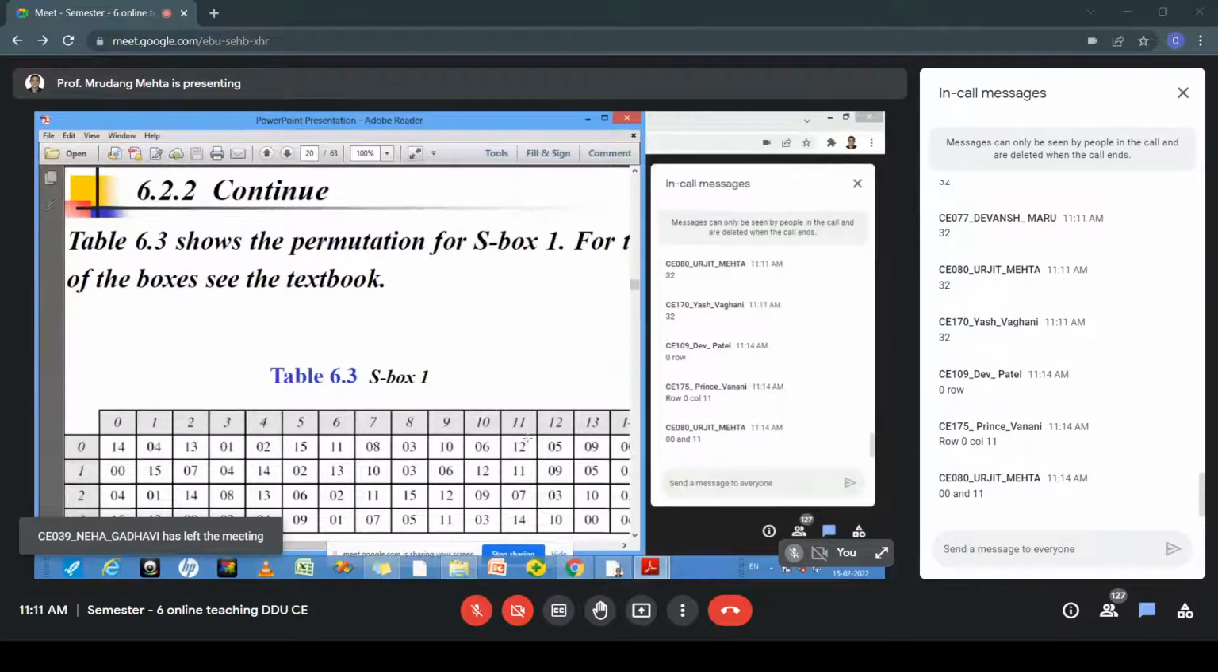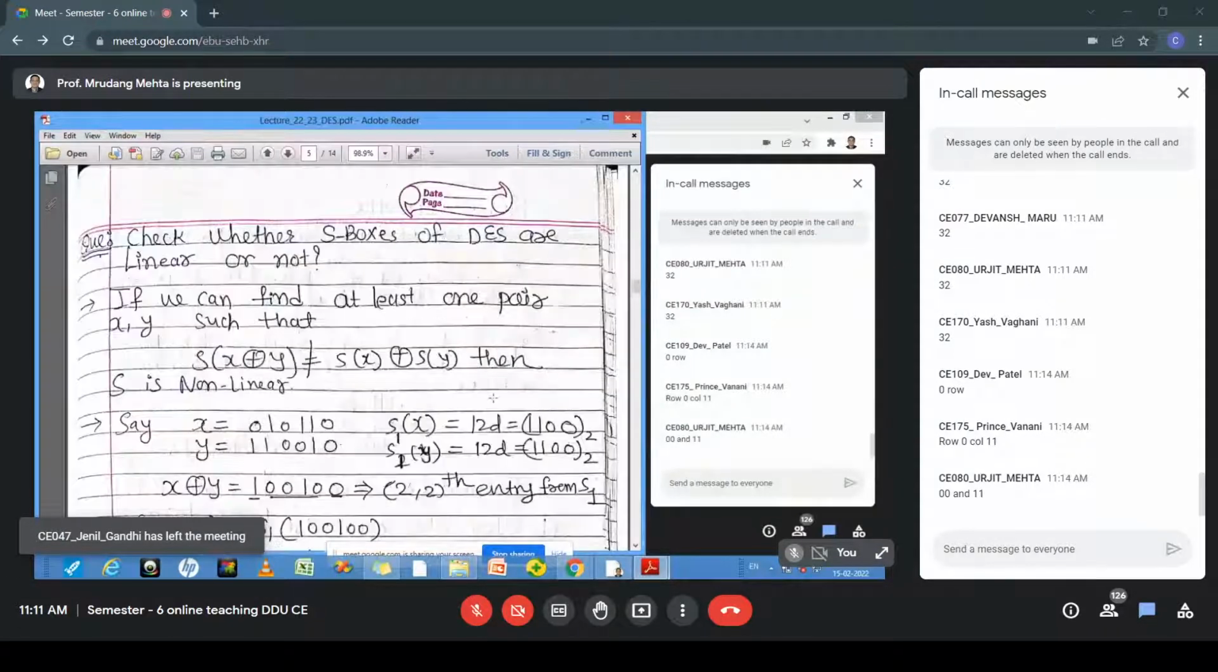Okay, so 0 and 11, so you can see it is 12. And that we are taking over here. So S1X is equal to 12 in decimal, whose binary equivalent is 1100. Okay. Now we take Y. Okay. So Y is 111110010.